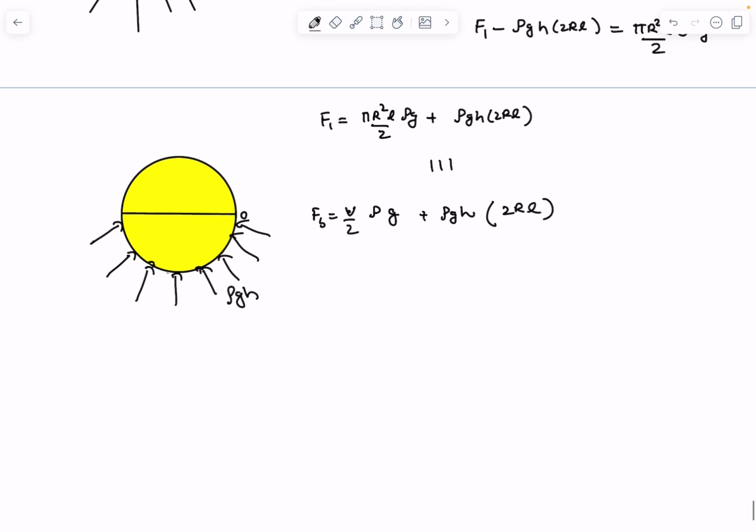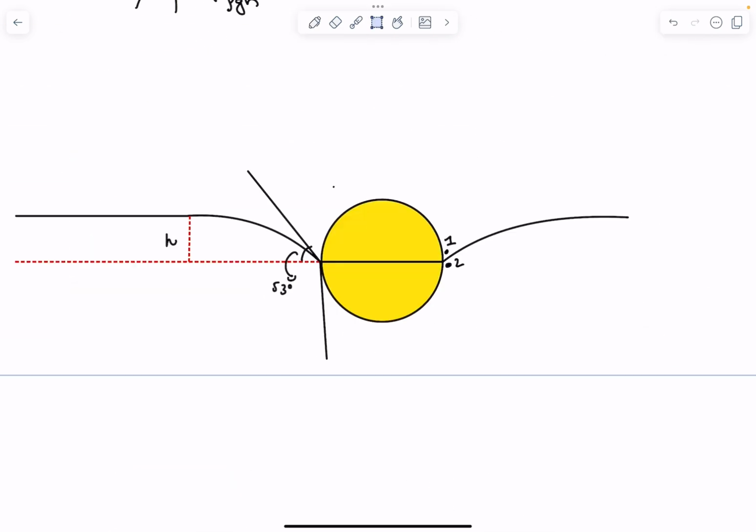Now that we have the buoyant force, we can do a force balance on the cylinder. If I draw the FBD of the cylinder, on the cylinder the surface tension force will act along these lines, and it makes an angle of 53 degrees with the horizontal.